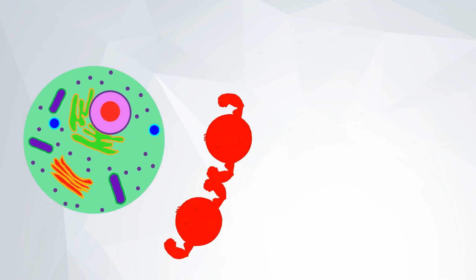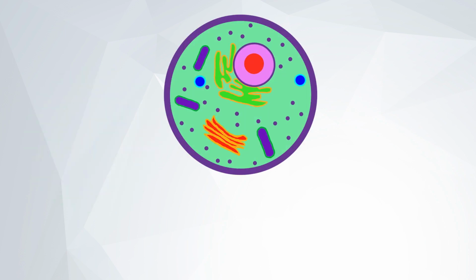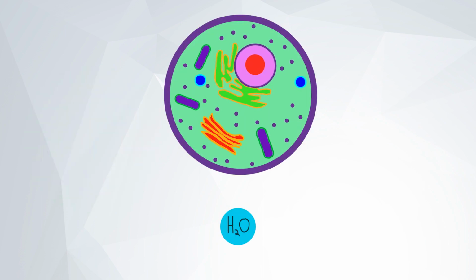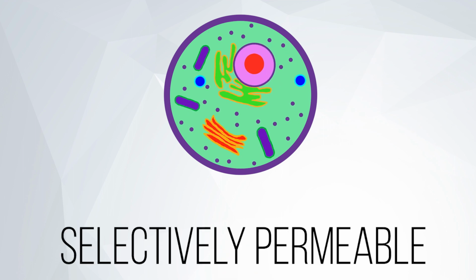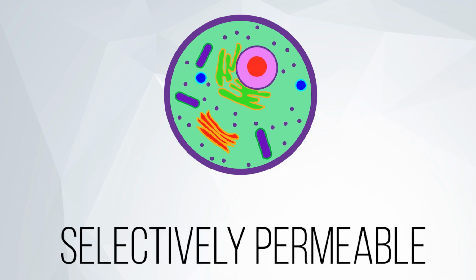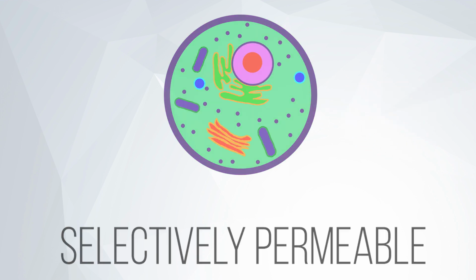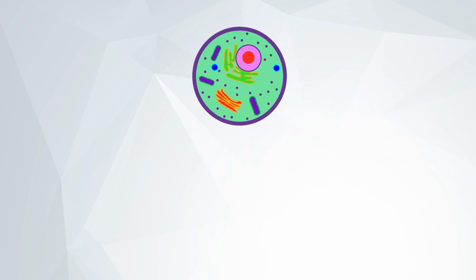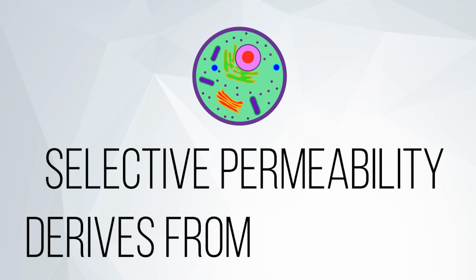Without it, bad molecules could flood into your cell, wreaking havoc. However, certain molecules, such as water, need to get into the cell. Luckily, the plasma membrane is selectively permeable, meaning it allows some substances to cross into or out of the cell easier than others. The selective permeability of the plasma membrane derives from its structure.